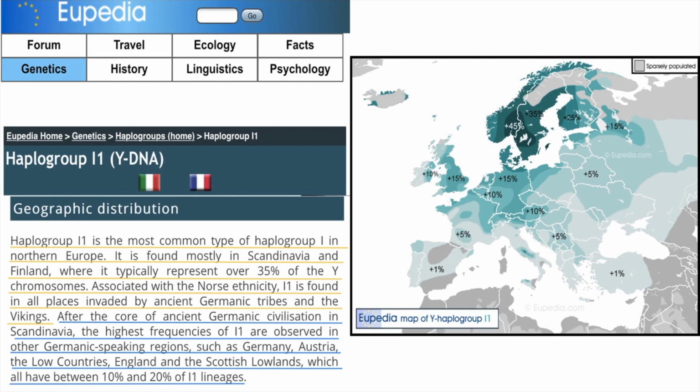As you can see, it's extremely high in Scandinavia, in Northern Europe, far north of Northern Europe. And then you see it kind of almost disperses out from Scandinavia to neighboring regions in Europe, like the British Isles.